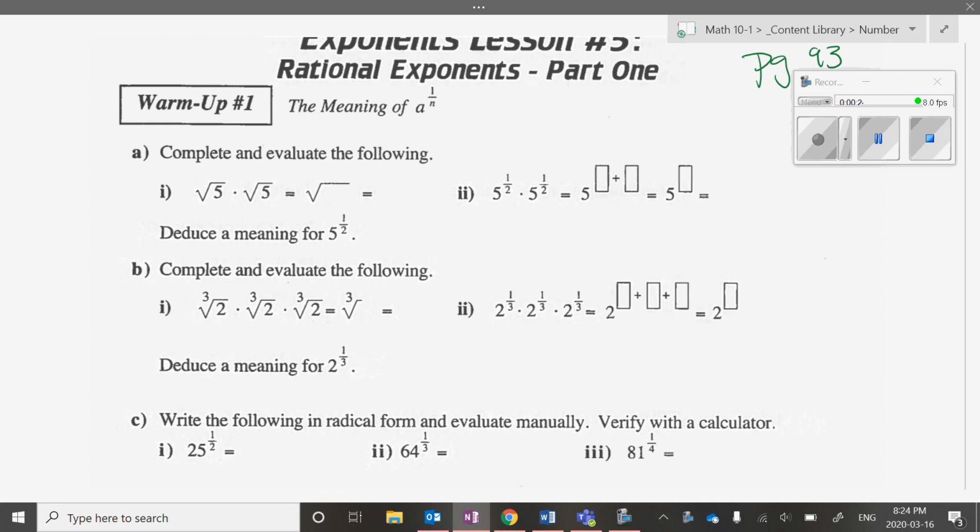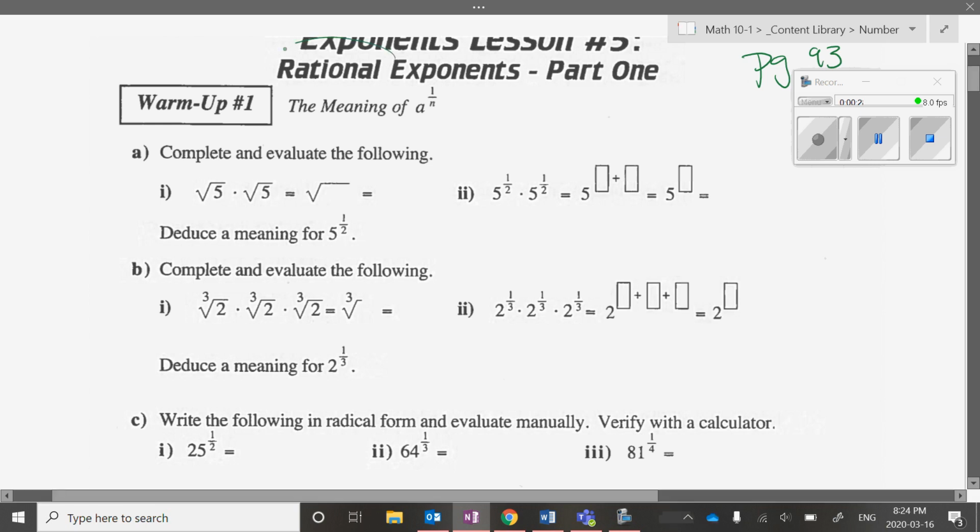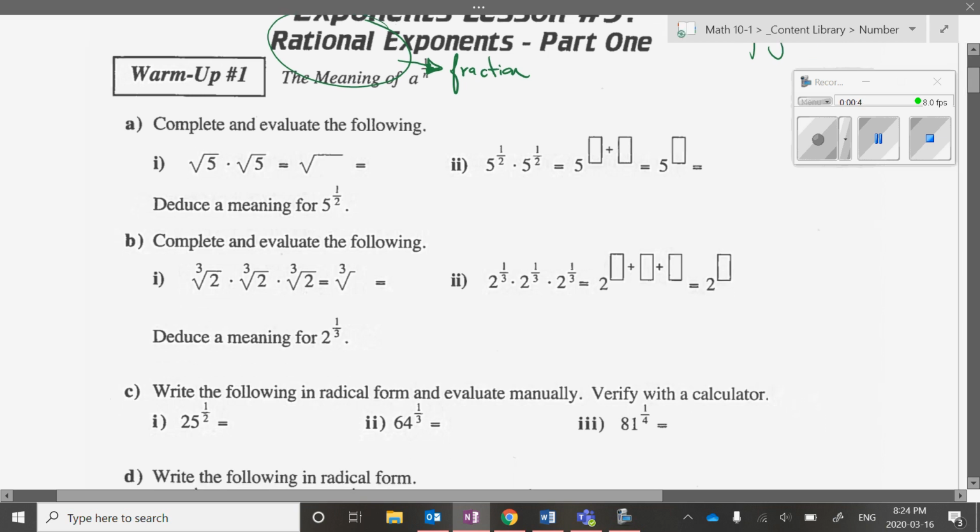So we're still talking about exponents. In our last lesson we talked about integral exponents, and now we're talking about rational exponents. So that means we are talking about fractions. Remember, a rational number is a number that can be written as a fraction. So let's go through this first warm-up.